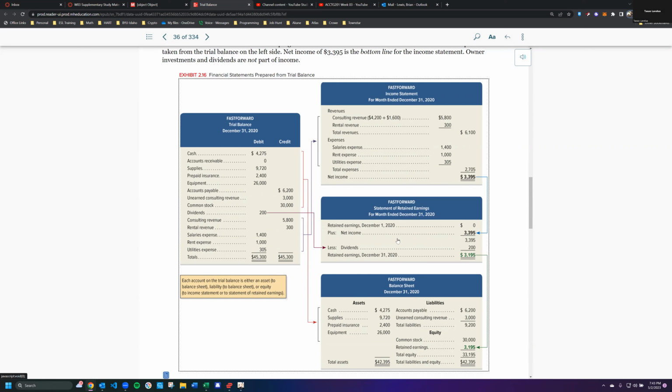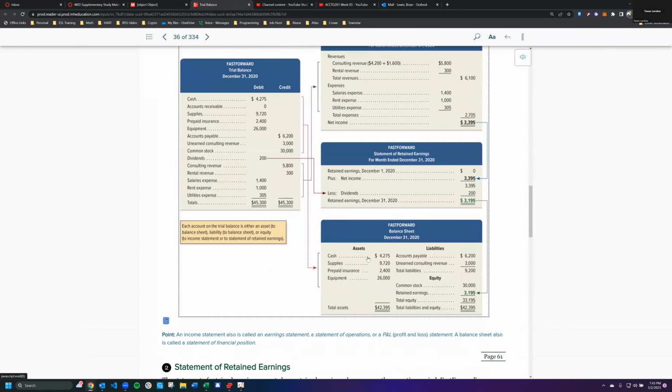Your retained earnings really takes just your beginning retained earnings value plus your net income, which came from your income statement, minus your dividends, right? So it's really a combination of this one and that one. And your balance sheet is all these other accounts, just formatted as assets, liabilities, and equity, with retained earnings coming from your statement of retained earnings right here. So this is one thing to keep in mind.